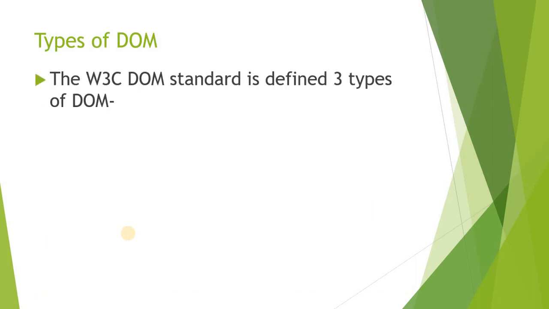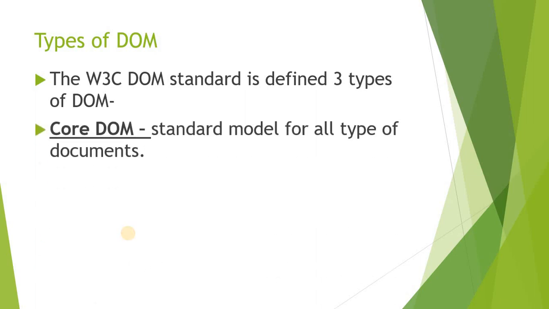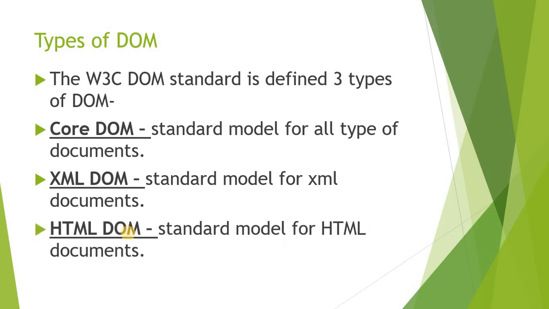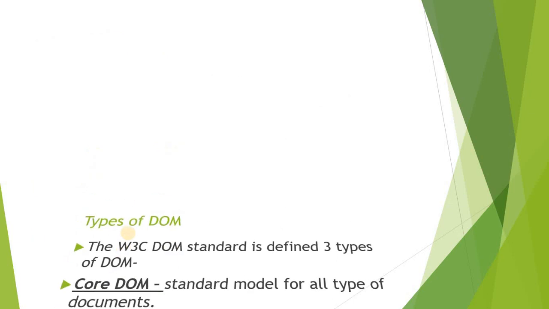The W3C DOM standard defines three types of DOMs. First one is Core DOM. Core DOM is a standard model for all types of documents. Next is XML DOM. It is basically used for XML documents. HTML DOM is a standard model for HTML documents.